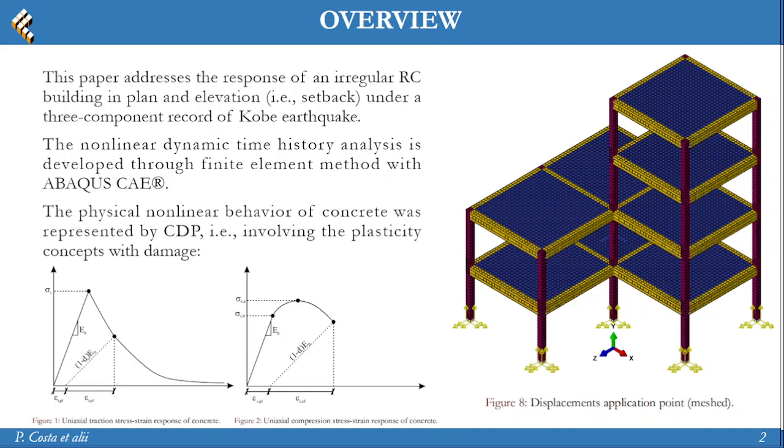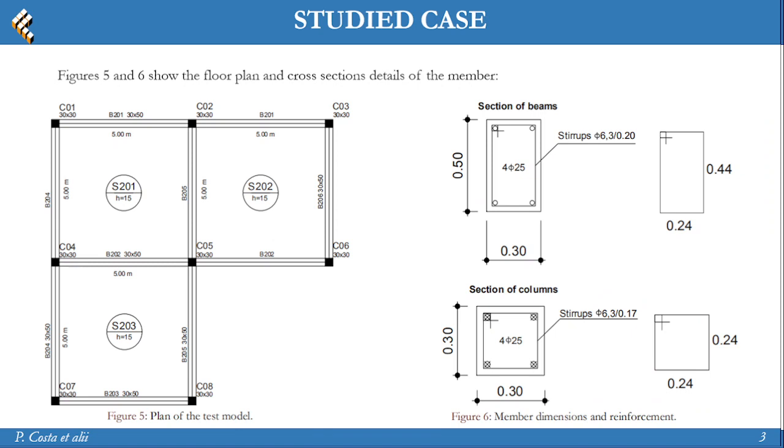The physical nonlinear behavior of the concrete was represented by CDP, involving the plasticity concept with damage. The structure is a simplification of a 4-story building with irregularity in the plan and the elevation, disregarding ceiling masonry.